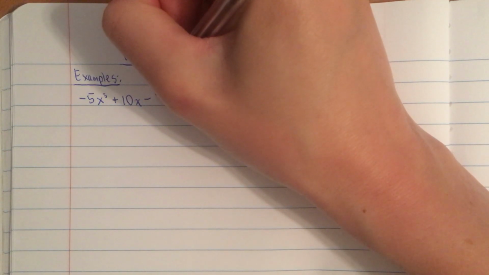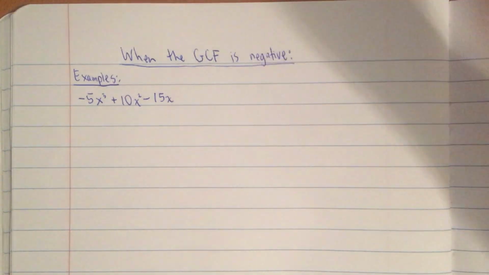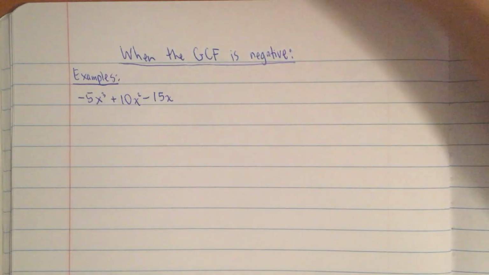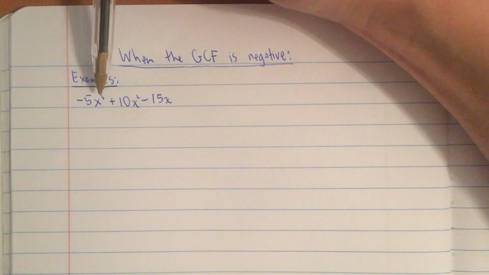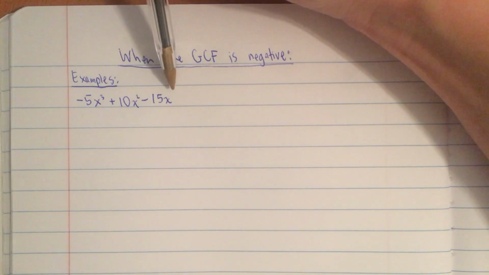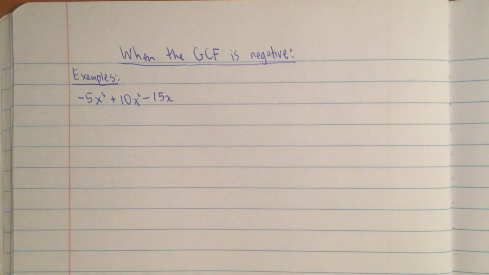So let's say I have something like this. Okay. So hopefully you look at this and you say, okay, let's see, 5, 10, and 15, those are all divisible by 5. And there's 3x's, 2x's, and 1x. So my greatest common factor is 5x here. Now, that's not wrong. That's true. The greatest common factor is 5x.